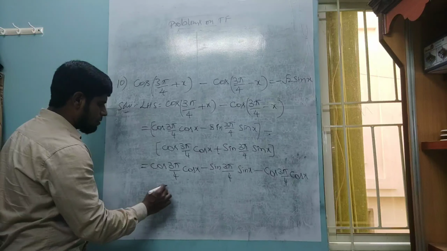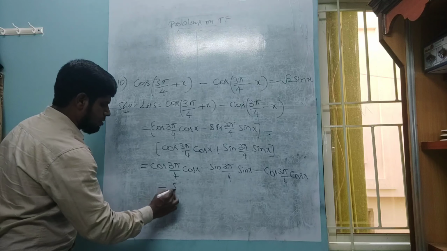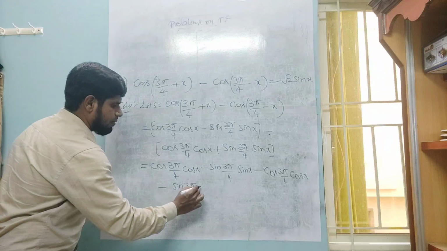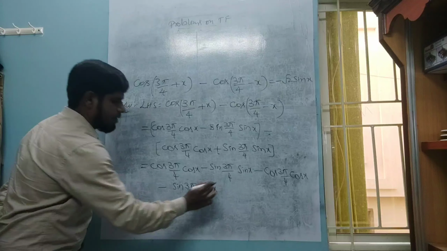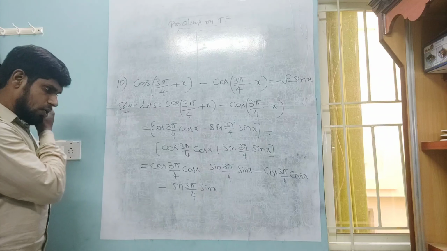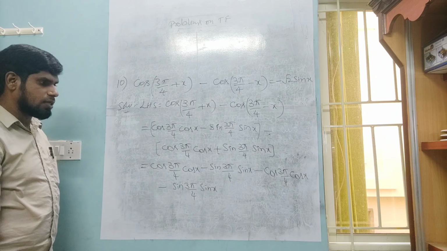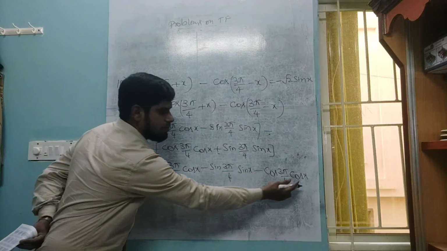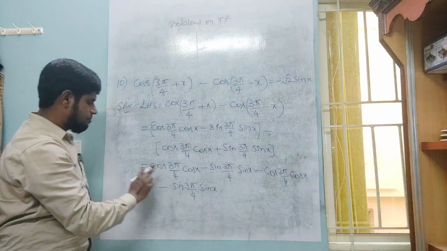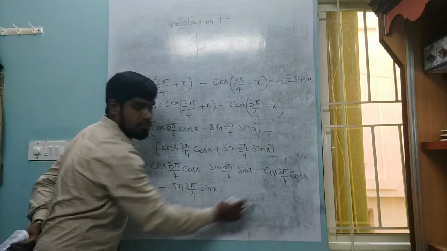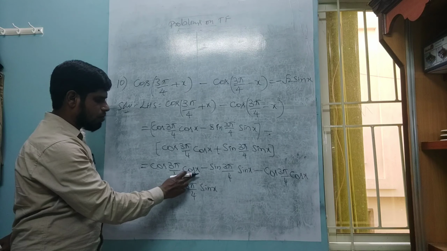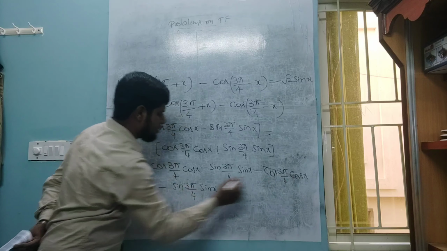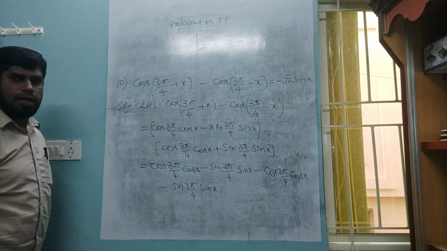Minus into plus is minus sin 3 pi by 4 into sin x. Now if possible, we'll try to cancel. Say the first term and the third term are exactly the same, but they have opposite signs. Cos 3 pi by 4 into cos x, and there is minus cos 3 pi by 4 into cos x. So this minus and this plus get cancelled.